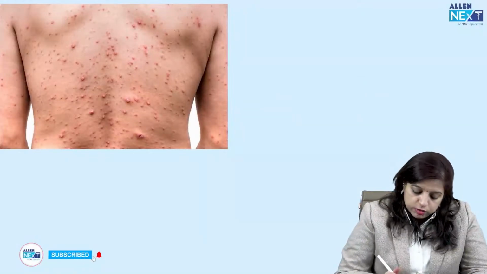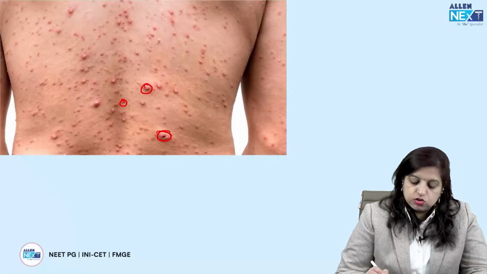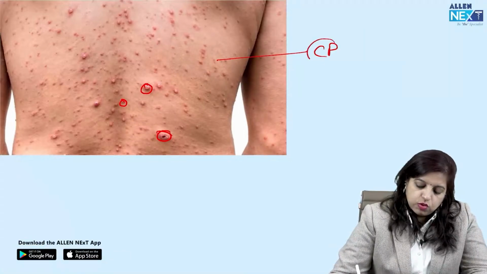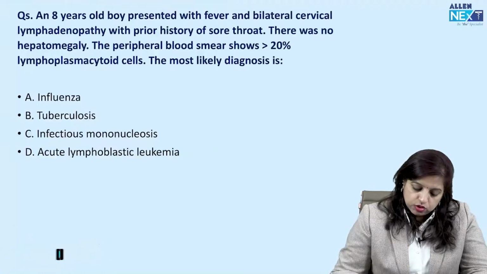So this is your pleomorphic rash. You can see there are fluid-filled vesicles. There are some macules also. There's an ulcer also over here. So this is your chickenpox. So when you get a question like this or a scenario like this, think of chickenpox, right?